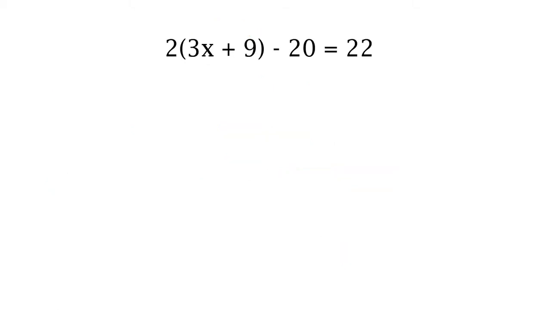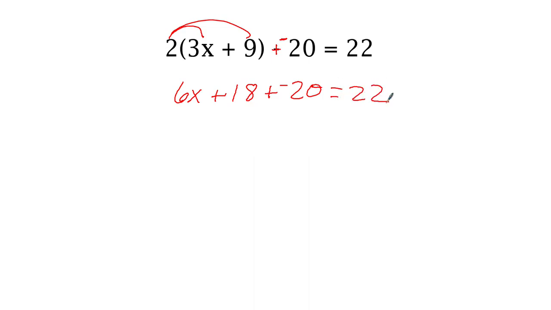Here's another example. In this case, we do have a subtraction we can rewrite. So we're going to make that a plus and negative 20. And then we're going to distribute this 2 to both terms in the parentheses here. We get 2 times 3 is 6x, plus 2 times 9 is 18, and then still plus our negative 20, still equal to 22. We have these as like terms. So positive 18 and a negative 20 are going to make a negative 2. So 6x plus a negative 2 equal to 22.